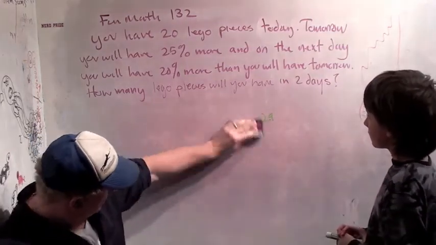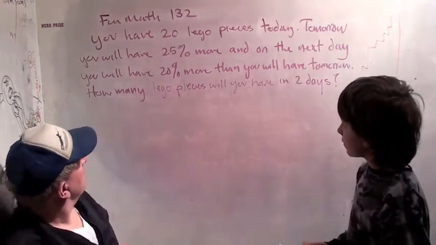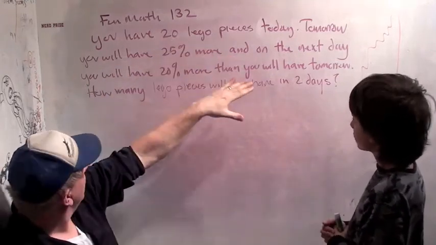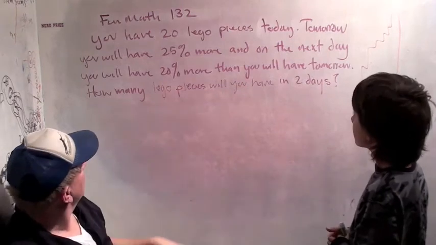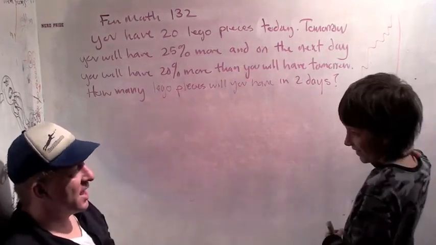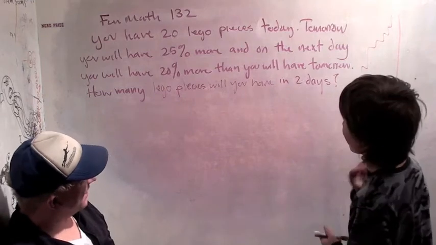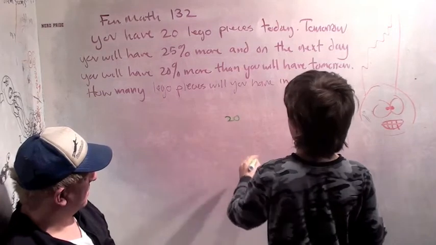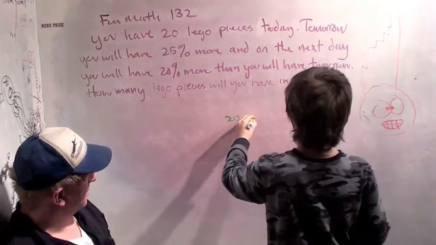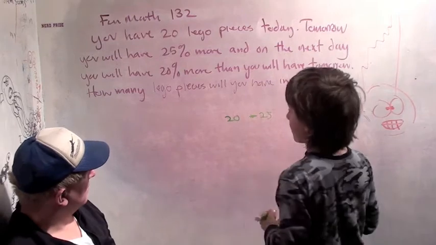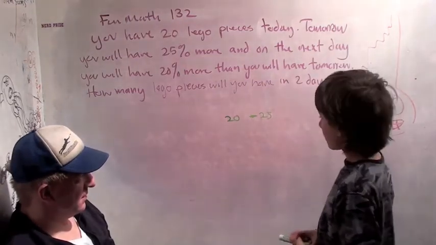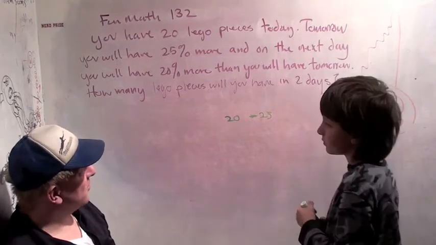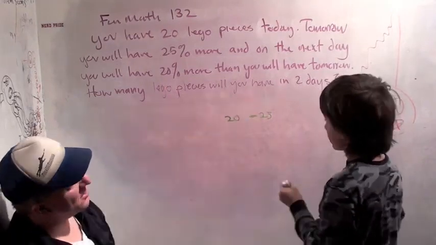Okay, so try again. Alright, so you have 20 Lego pieces today. Tomorrow you'll have 25% more. And on the next day, you'll have 20% more than you'll have tomorrow. How many Lego pieces will you have in 2 days? I get it. Did you fall into a trap? Yeah. Aha. So, today you have 20. Tomorrow, you're going to have 25. And the next day, you have 20%. We need to know what 20% of 25 is. Oh, 20% more than you'll have tomorrow.